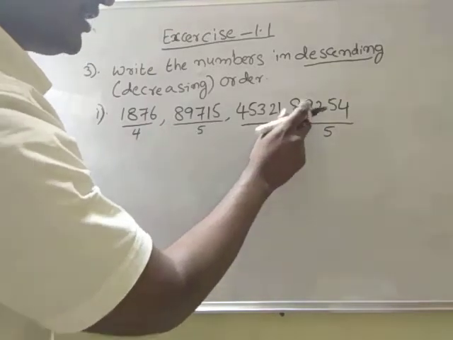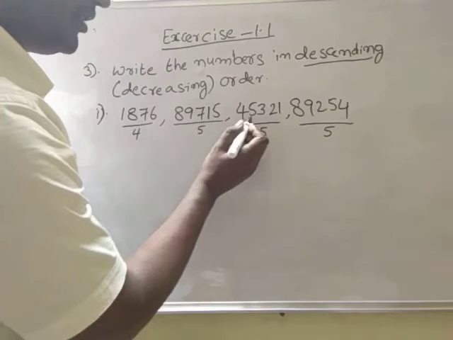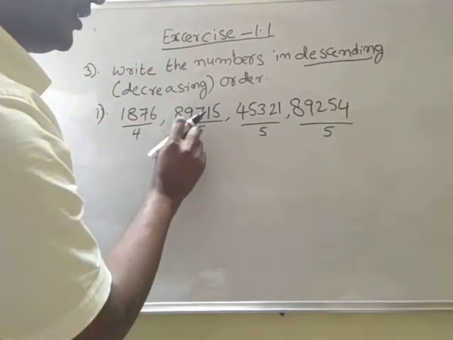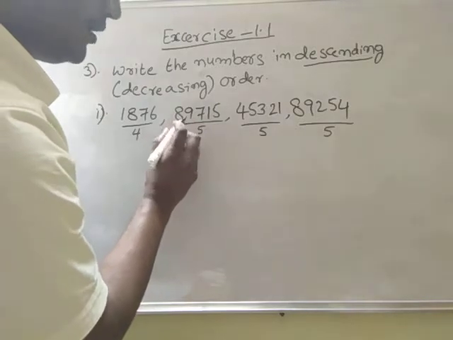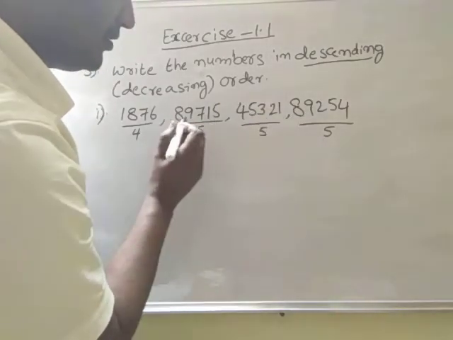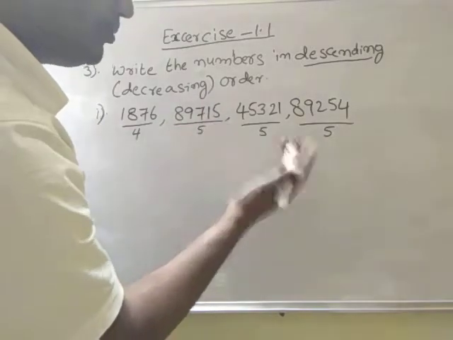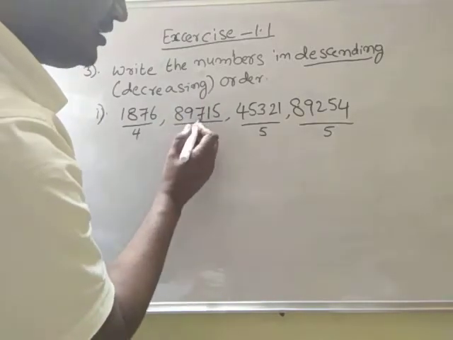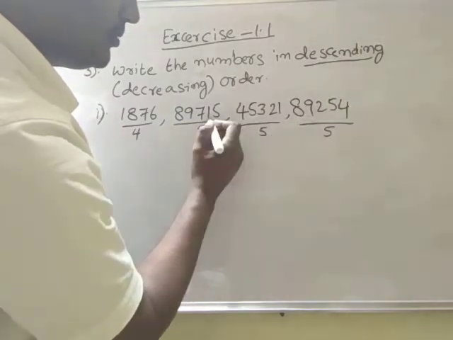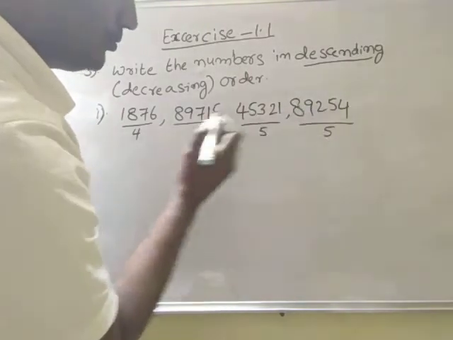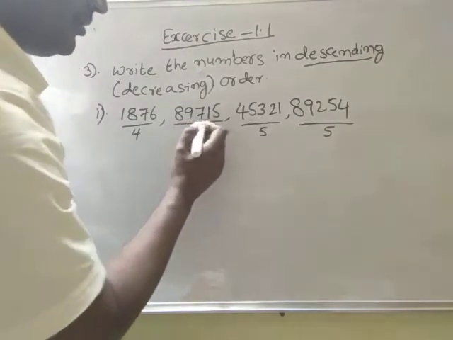From these, which one is the highest number? Take the first two digits: 89, 45, 89. 89 is the biggest, but observe, 89 appears in two places. Then take the third place after 89: 897 and 892. Which one is bigger, 897 or 892? 897 is bigger, so write 897 first.